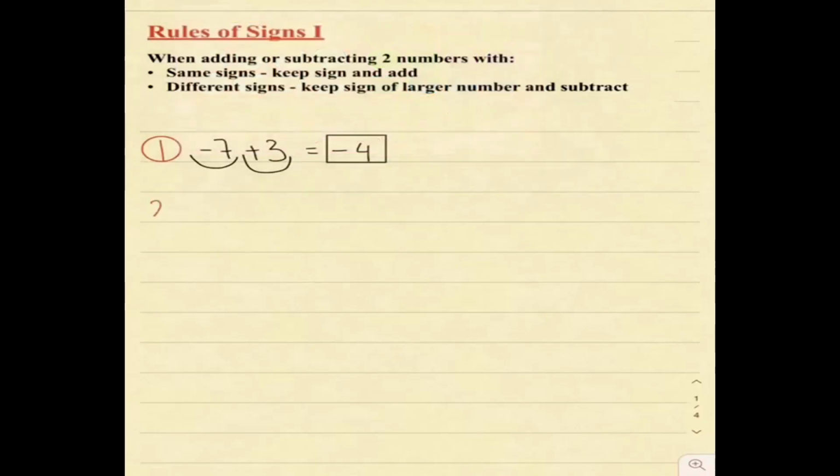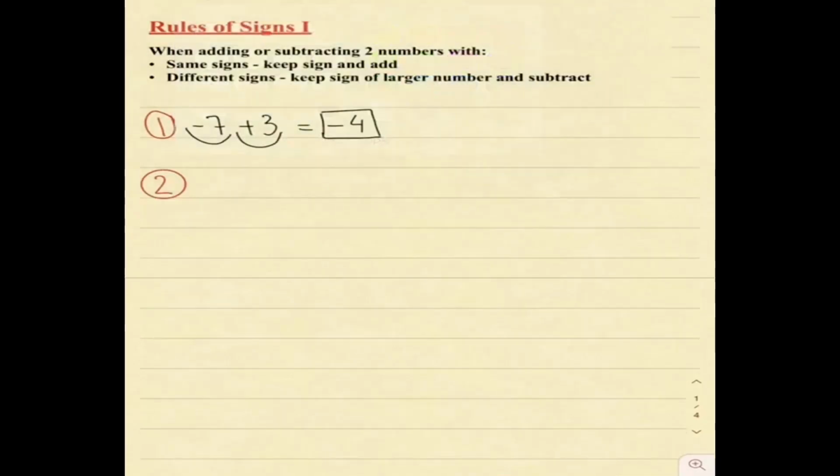Now let me do another problem. Now let's say I have -11 minus 3. Now in this case, I have a -11 and I have a -3. So I realize that I have two numbers with the same sign. So in this case, I keep that sign and I add those two numbers. So they both have a negative sign, so I'm going to keep that sign and add 11 and 3. 11 plus 3 is 14, so the answer is going to be -14.